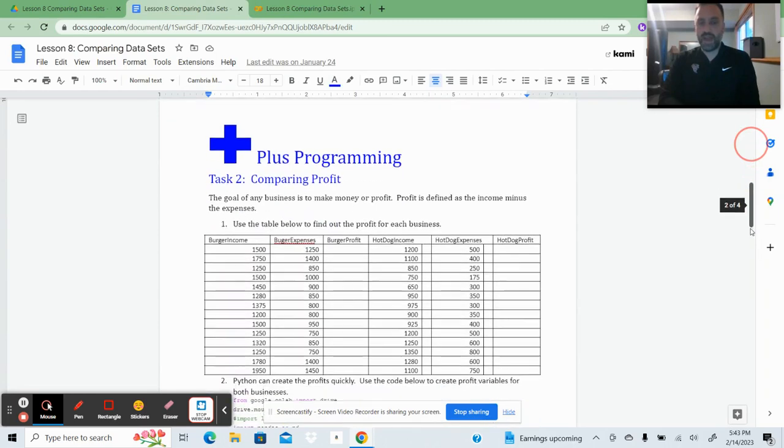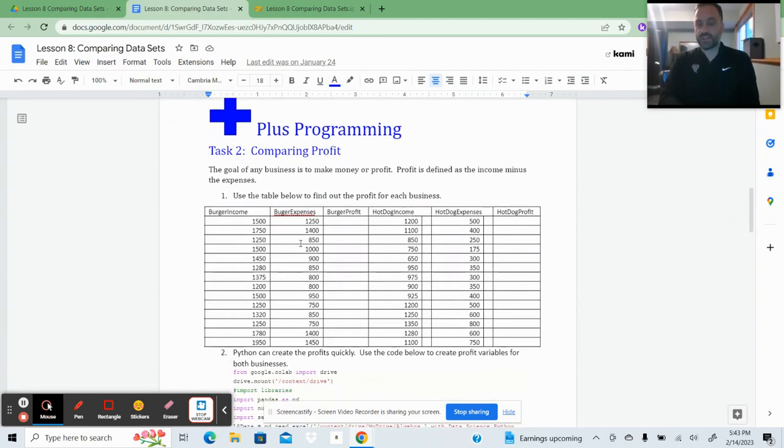So in looking at task 2, what we're going to actually do is look at, well, that's just the income. There are expenses involved here, and we're going to calculate a profit here. So a profit is the income minus expenses. So we're going to find the burger profit and then the hot dog profit.